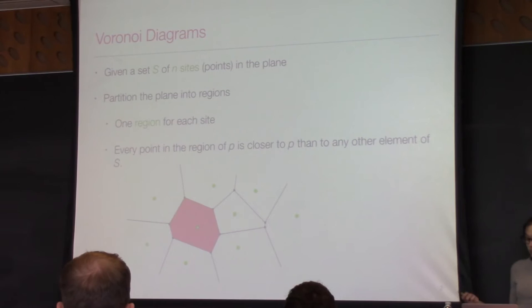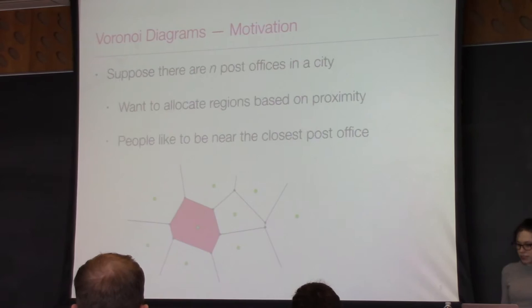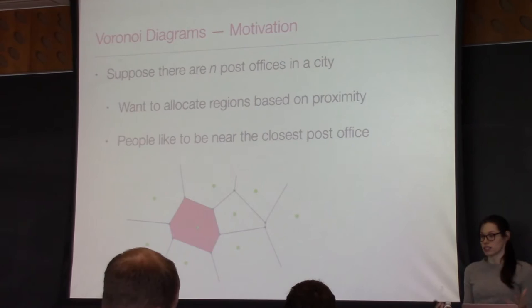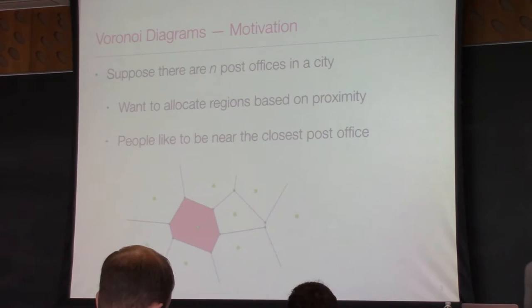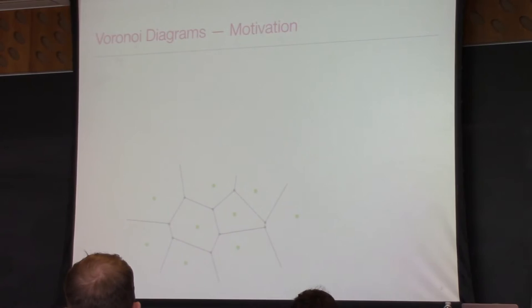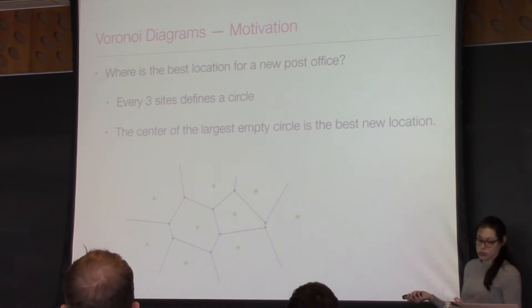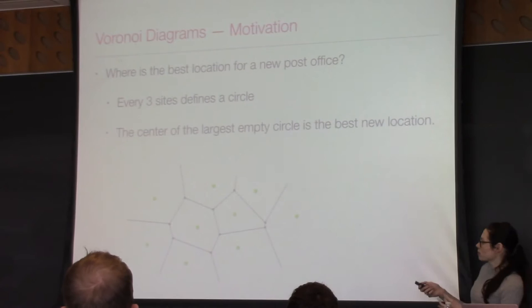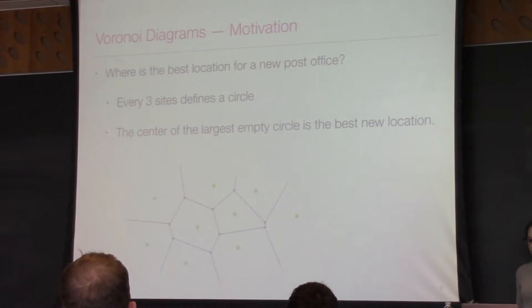Some of the motivation as to why we might want to study these: a classic example is the post office problem, where you have some city and there are n post offices, and you want to allocate people to post offices based on their proximity, where we assume Euclidean distance is the measure. Generally speaking, you want people to be near the closest post office to them. Also, you can use a Voronoi diagram to answer questions like where should we put a new post office. Since every three sites define a circle, you can find the largest empty circle, and that is the best new location, with the maximum benefit for everybody.